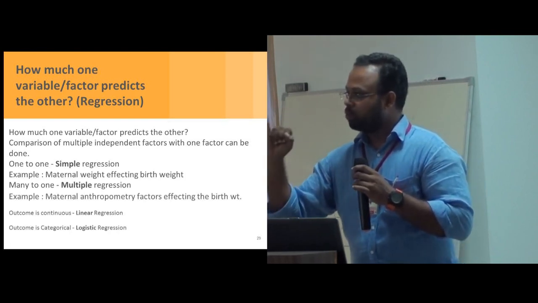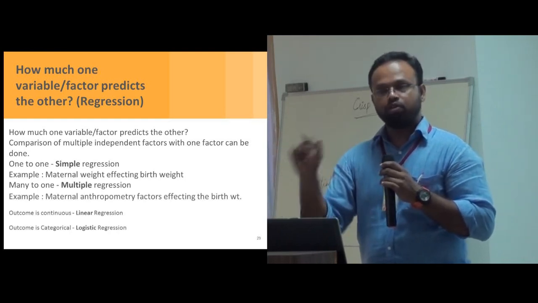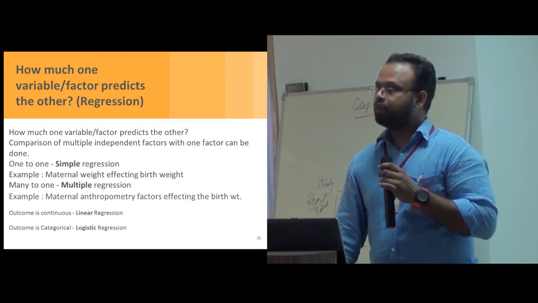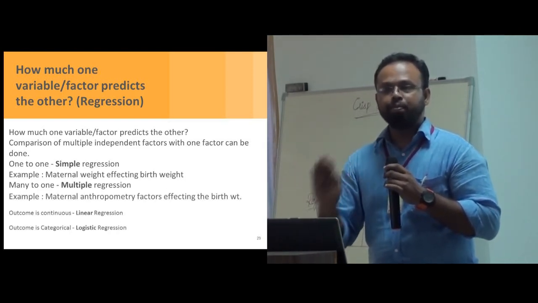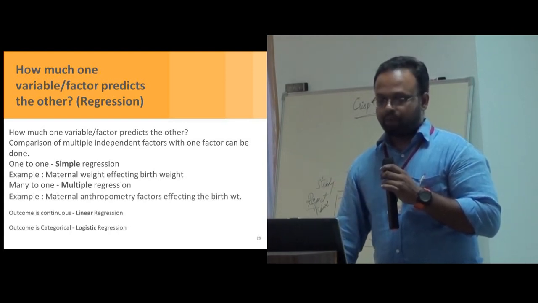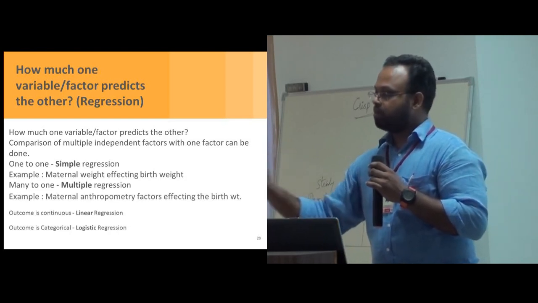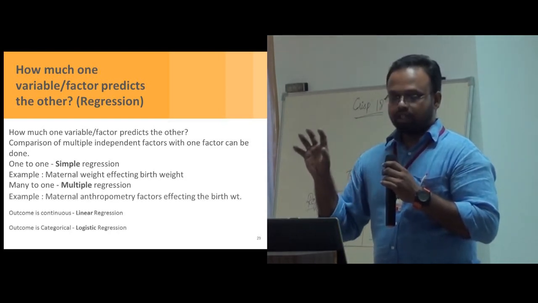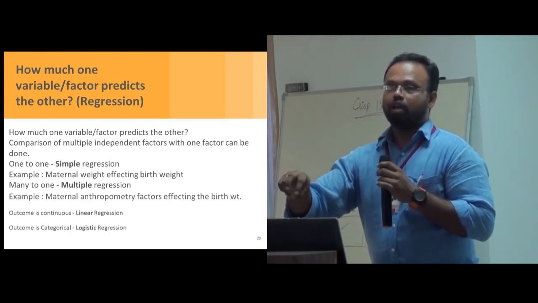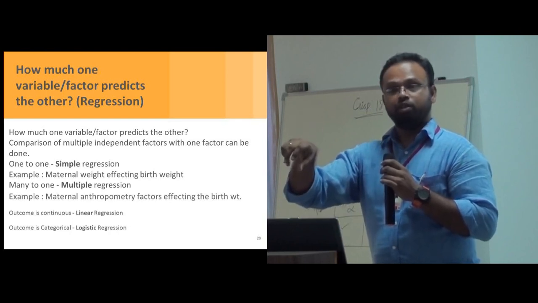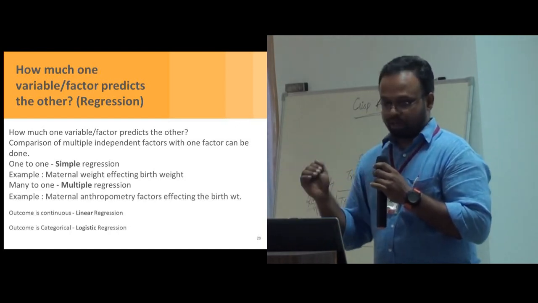So we use it to predict one variable with the other variable. Comparison of multiple variables with one variable we also do. When we compare one variable with another variable, it is called simple regression. Example, maternal weight affecting birth weight. How much does maternal weight predict the birth weight of the baby? That is called simple regression. Multiple regression is when you also compare maternal height or paternal weight and so on. So this is the difference between simple and multiple regression.